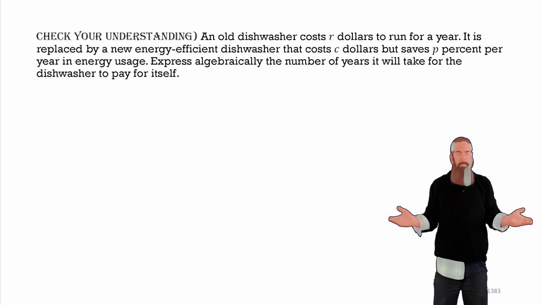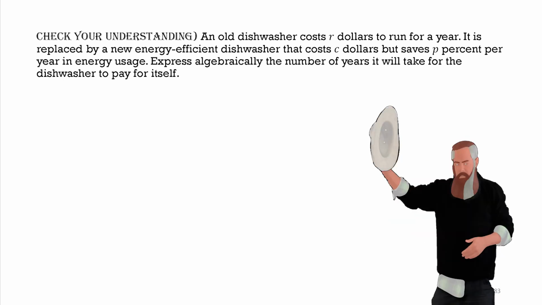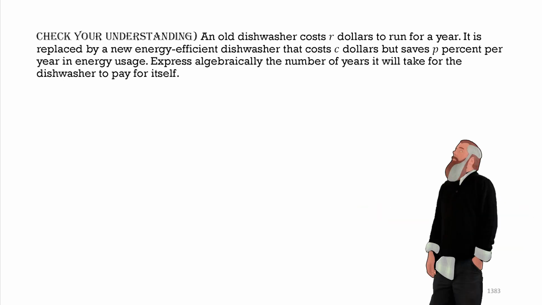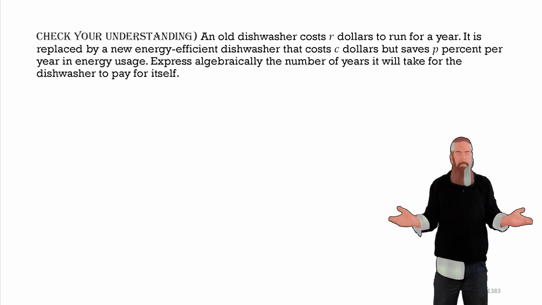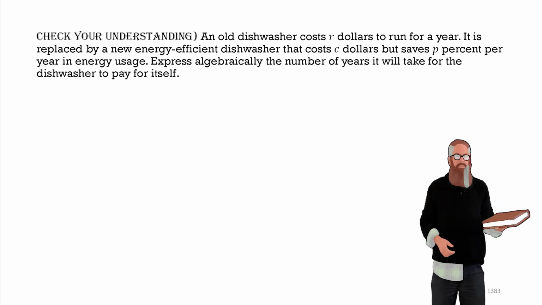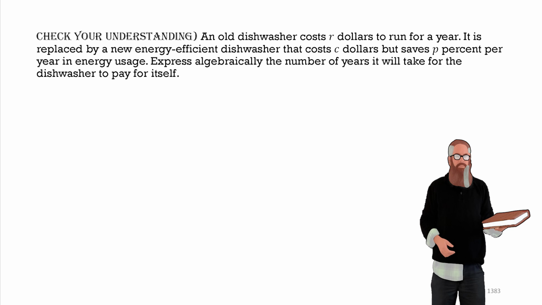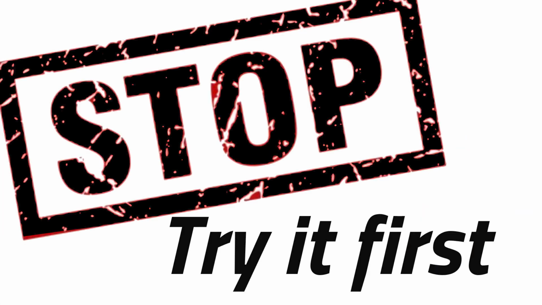Let's check our understanding. An old dishwasher costs R dollars to run for a year. It is replaced with a new energy-efficient dishwasher that costs C dollars, but saves P% per year in energy usage. Express algebraically the number of years it will take for the dishwasher to pay for itself.